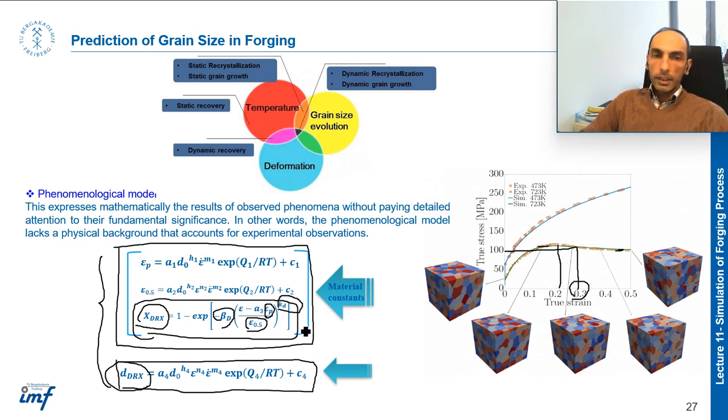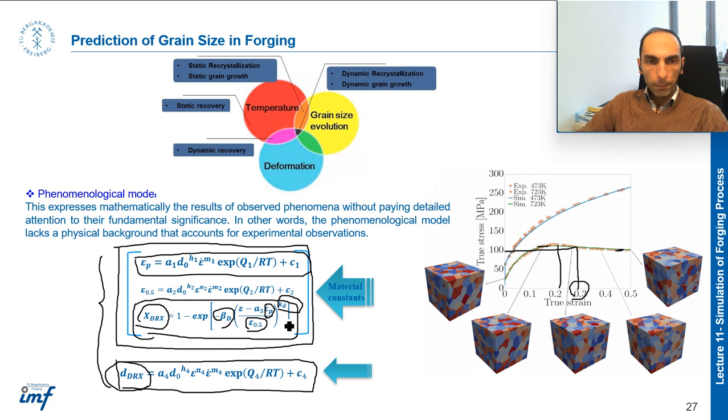So the values for epsilon 0.5 and epsilon peak can come directly from the flow curves, or you can even model these values using this kind of equation. These are just examples. There are many other mathematical models to model these parameters. This is just a set of equations that I bring as an example here.